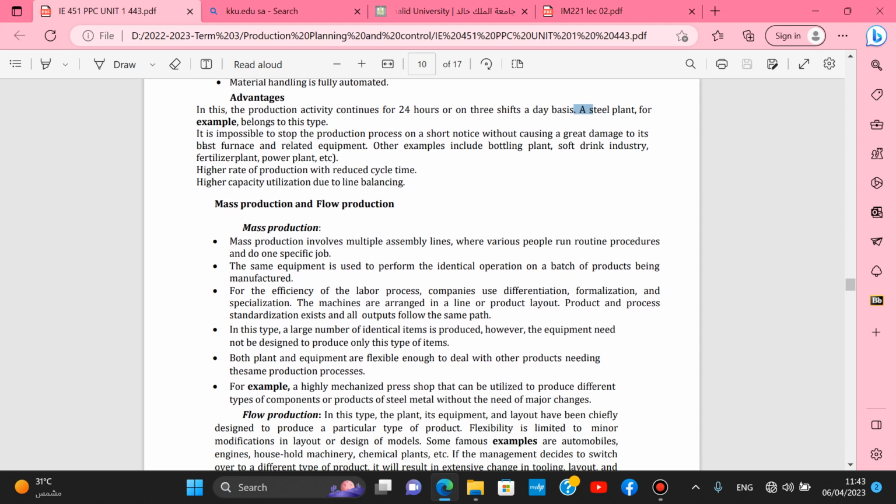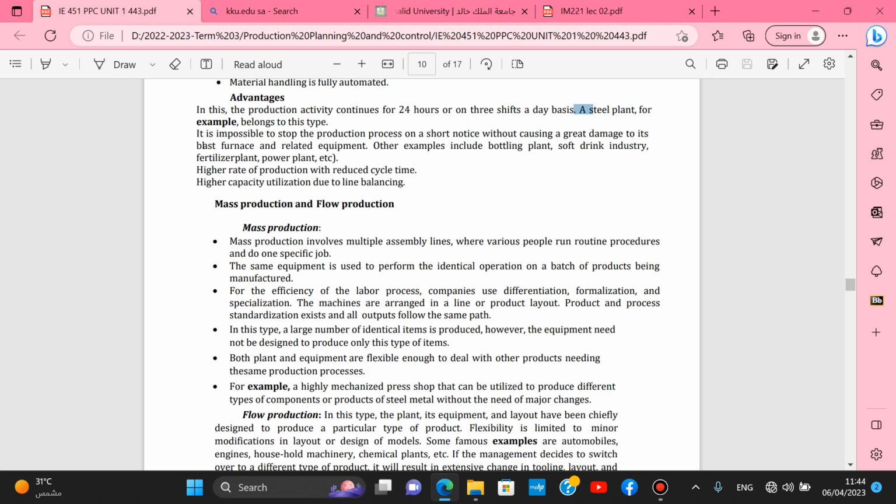Mass production involves multiple assembly lines where various people run written procedures and do one specific job. هذه بين continuous production والbatch production. okay يعني عادة يكون فيها many assembly lines okay or procedures to work and to do. okay so the same equipment is used to perform the identical operation on a batch of products being manufactured. So it is based on repetitive operations, the mass production. يعني identical operation بتنعاد في batch of products.